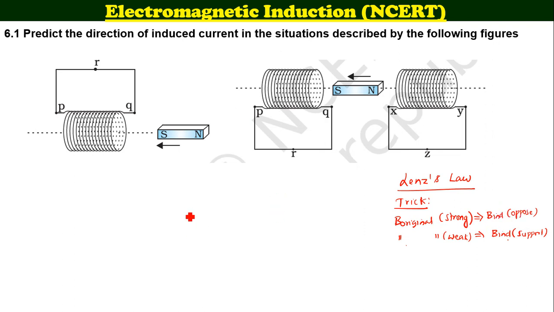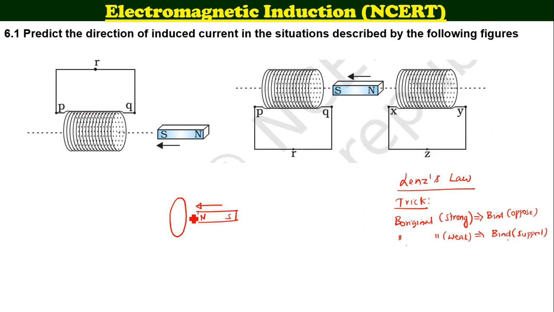Now let us take a general case, and then we will explain all these six cases. Suppose you are bringing the north pole of a bar magnet towards this current carrying loop. When you bring the bar magnet near, the number of field lines crossing this area will be increasing. That means flux is increasing.